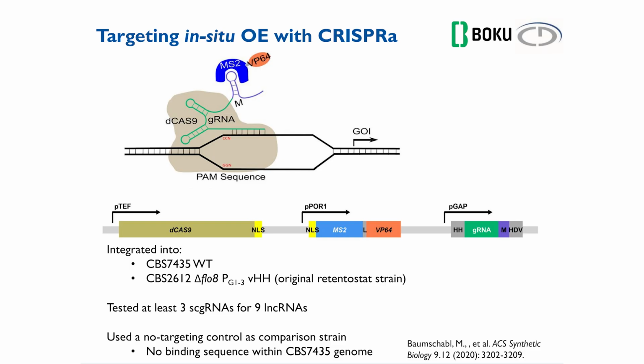I tested at least three guide RNAs for 9 different long non-coding RNAs and compared this to a non-targeting control, which contained everything, including a guide RNA, except this was predicted to not interact anywhere in the genome.